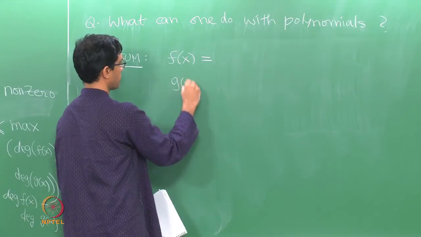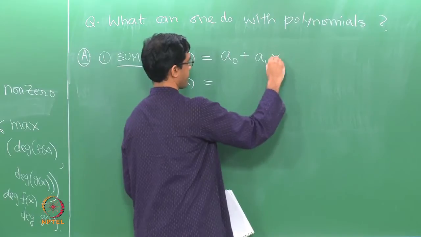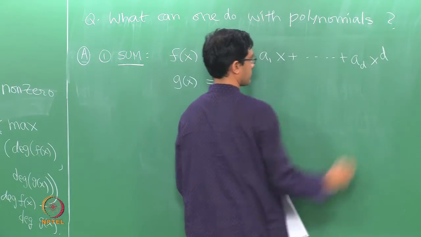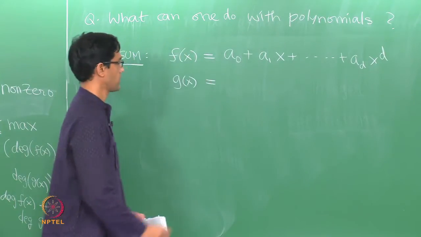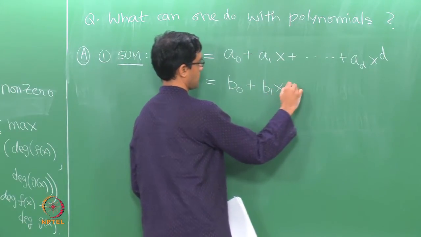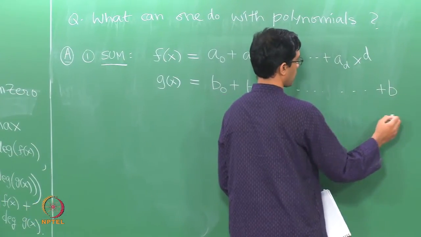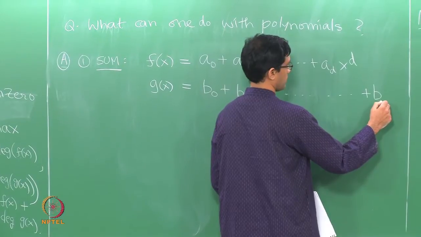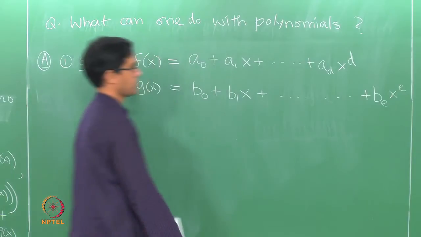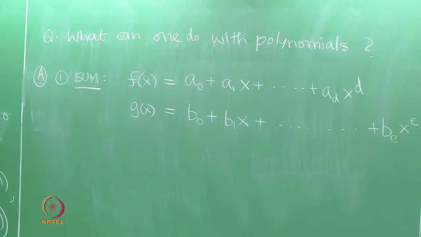Suppose I have two polynomials f of x and g of x, with the assumption that a_d is not 0, and I have another polynomial, let us say b0 plus, and it could have a different degree. So let us call that degree something else. I will call it b_e x power e. So d is the degree of the top polynomial, e is the degree of the second polynomial.